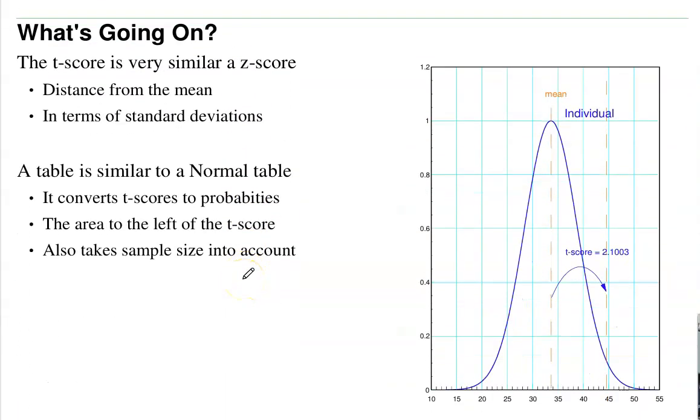So again, what you're doing is very similar to what we did with the normal distribution. I'm using a t-score, calculated almost exactly the same as you did the z-score. But to interpret it, I need to use a t-table. The t-table takes sample size into account.